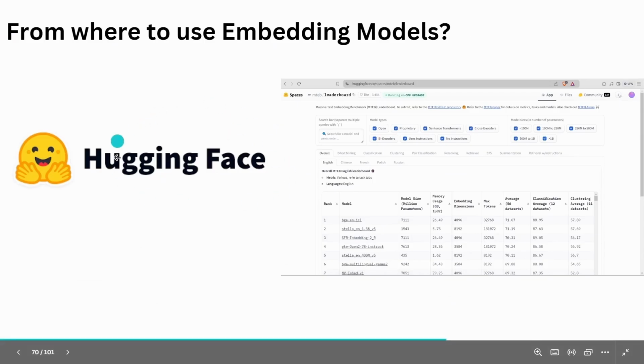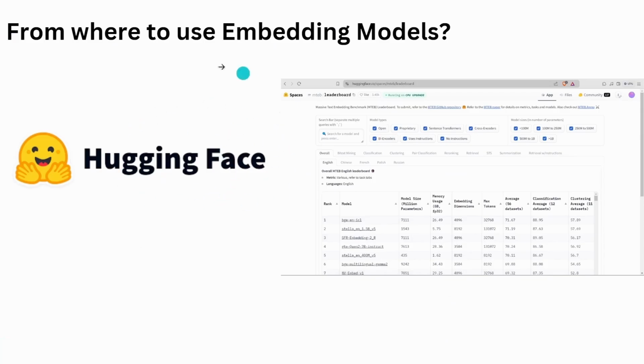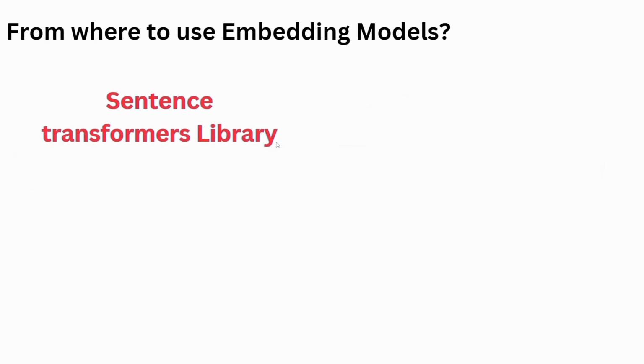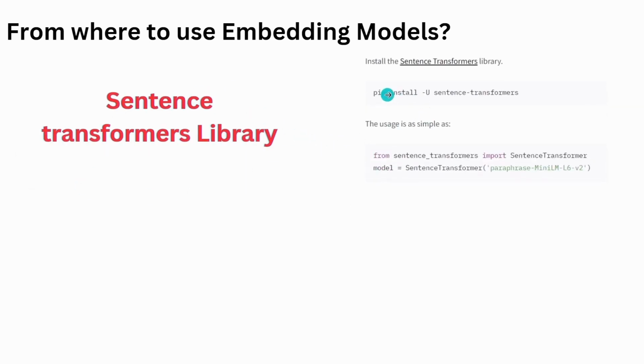So we have seen Hugging Face and how to access the embedding model from Hugging Face. You can also get it from the sentence-transformers library. You just need to type pip install sentence-transformers, and you can give the models which are present in sentence transformers. This will load that particular embedding model, and you will be able to convert your text to vectors with the help of those embedding models.